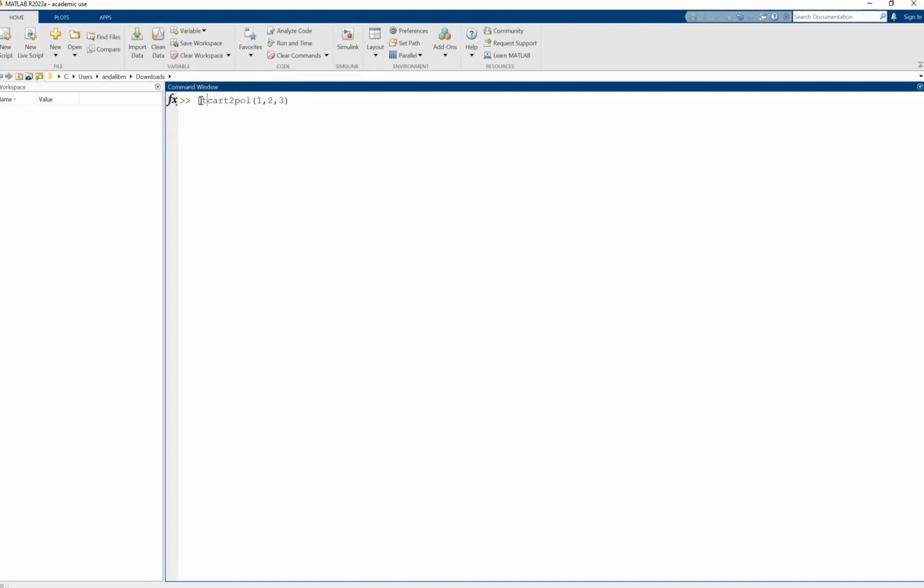And the outputs are going to be theta, r, and z, okay? So you see here that the radius is the square root of x squared plus y squared. Theta here is the arctangent of y over x, and it is in radians, and then z is the same as this z, right?